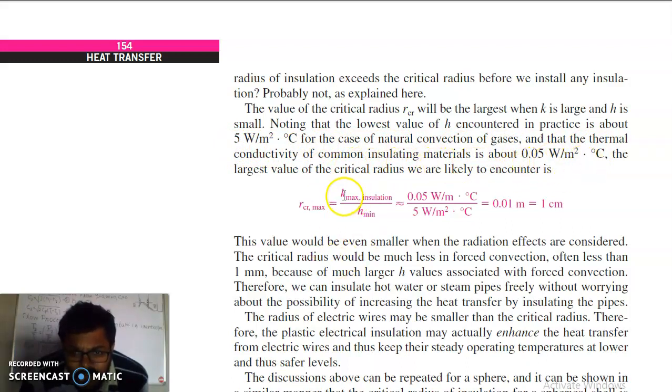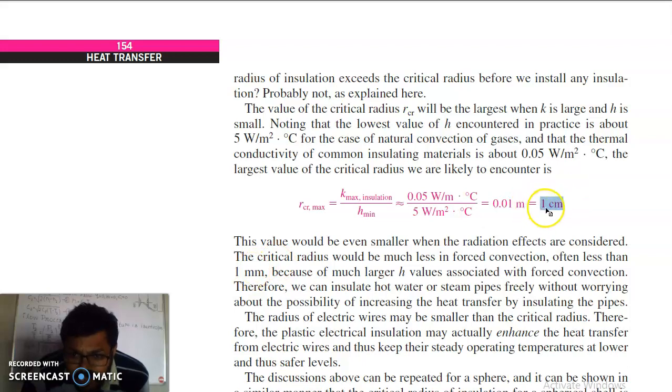So you can put the value of k, which is the normal case, that is 0.05 W/m·°C for insulation, and this h of 5, you will get critical radius equal to 1 centimeter. It means this value would be even smaller if the radiation effects are considered. The critical radius would be much less in forced convection, even less than 1 mm. So this is the case of natural convection. The critical radius in the case of natural convection is 1 centimeter. But if you consider forced convection, it will come out to be 1 mm.